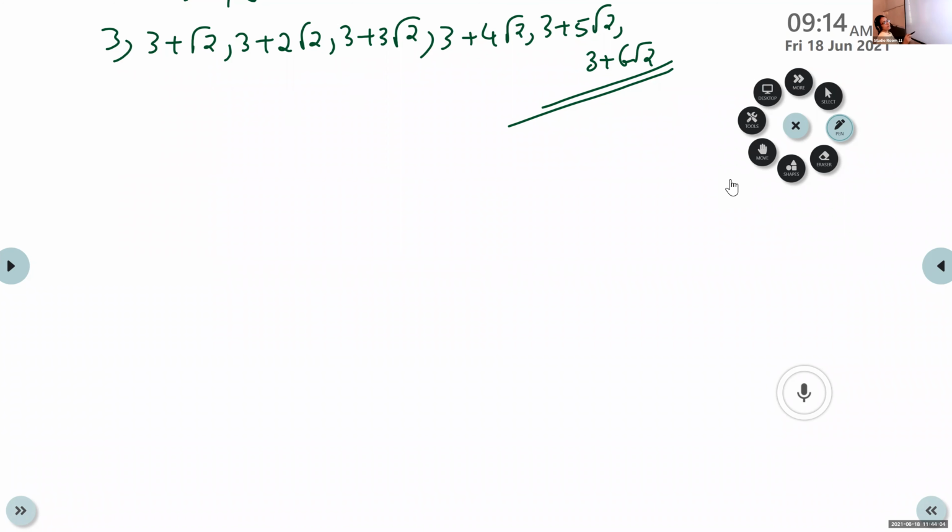Question number 7. The question is -1/2. Check whether it is an AP or not. If it is an AP, what is D?